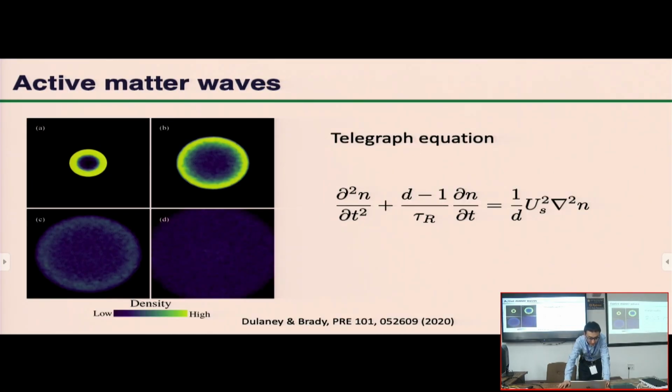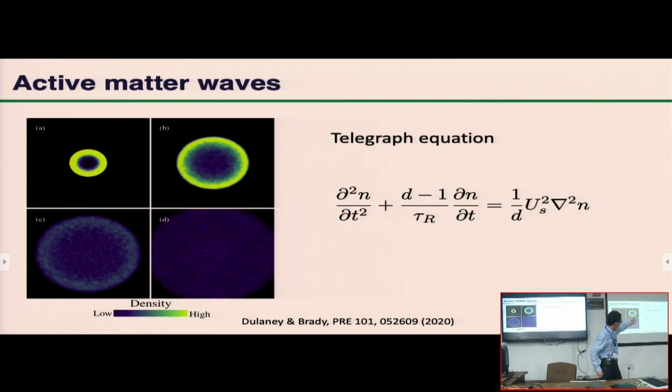So if we think about the transition, we're not going to derive the equations here, but what you can do is derive a telegraph equation for the density of these active particles, making use of the ABP model we talked about. People have done that, and here's the equation.